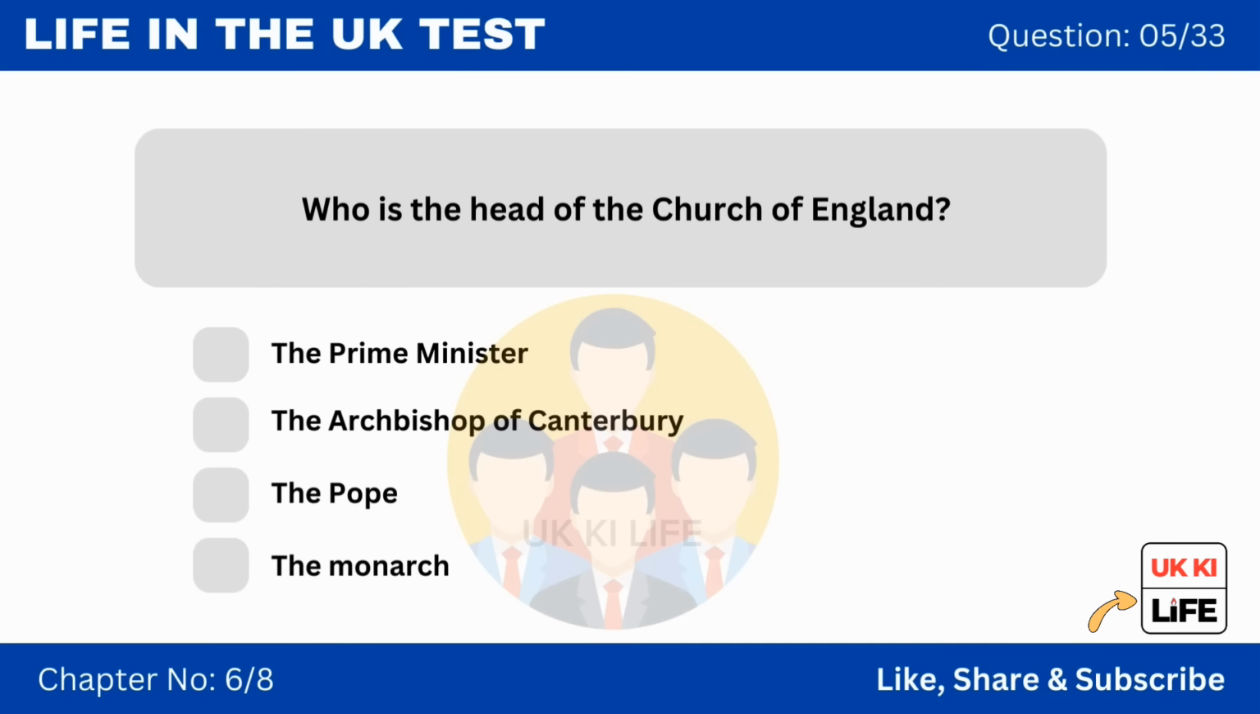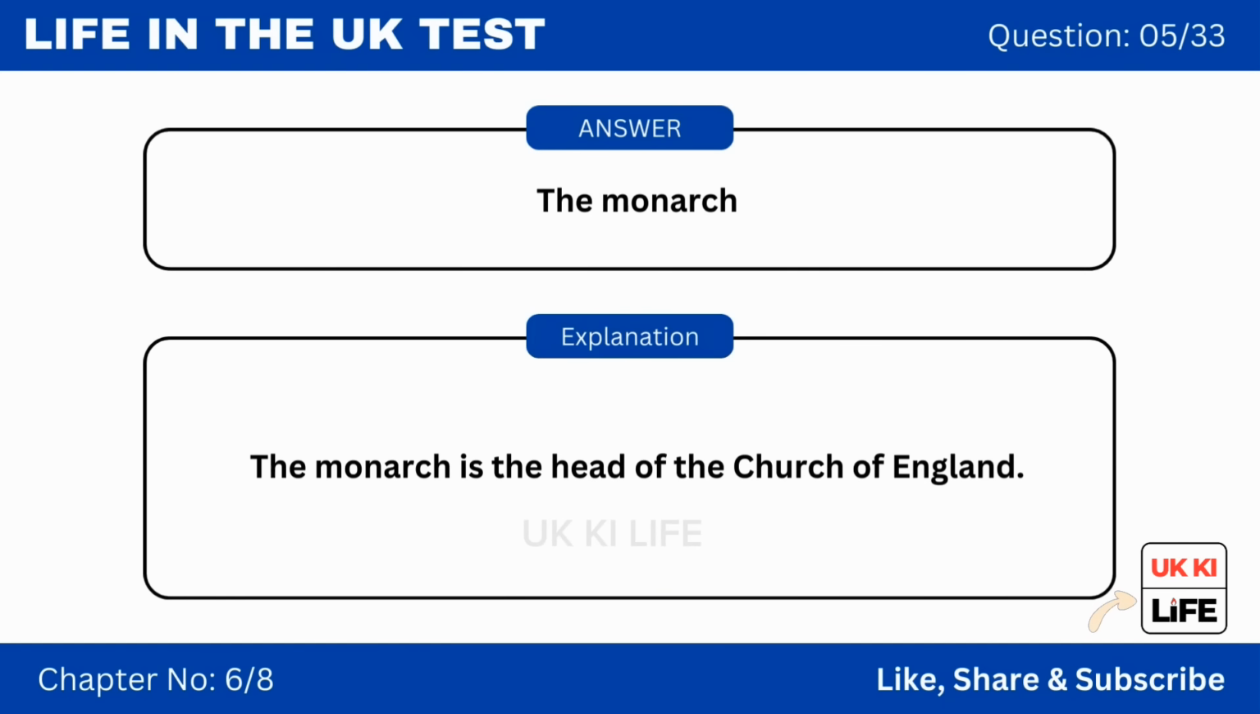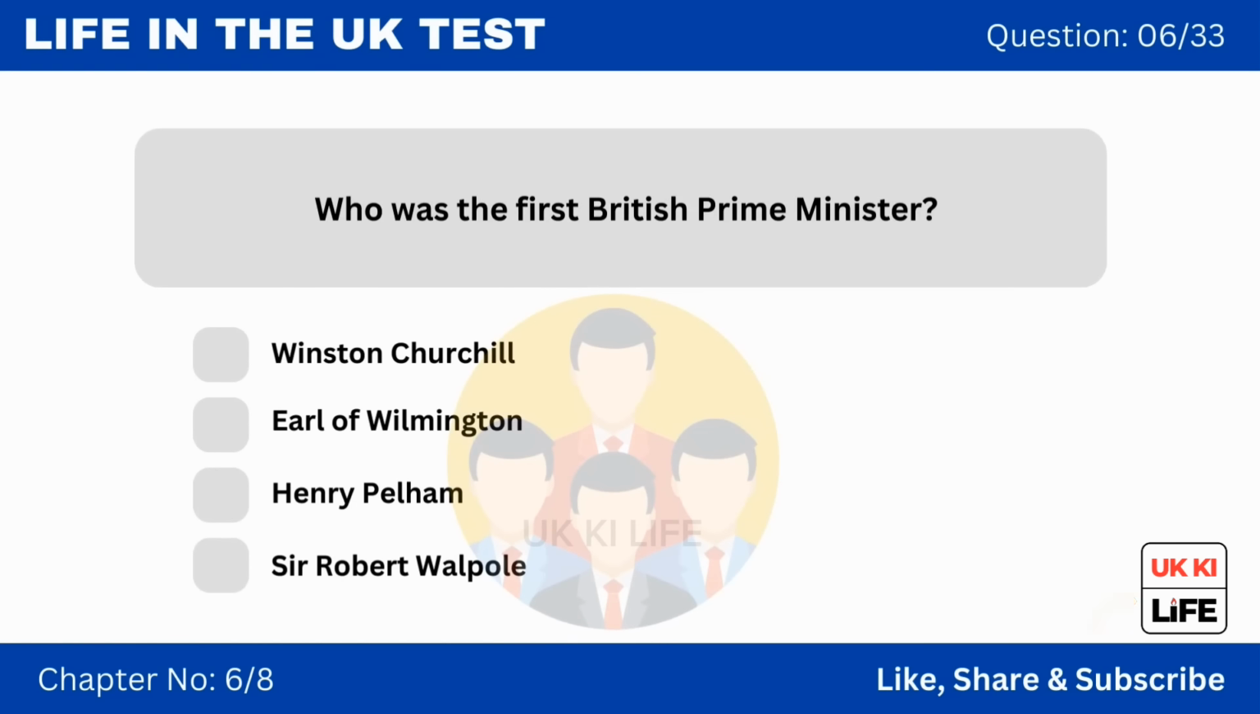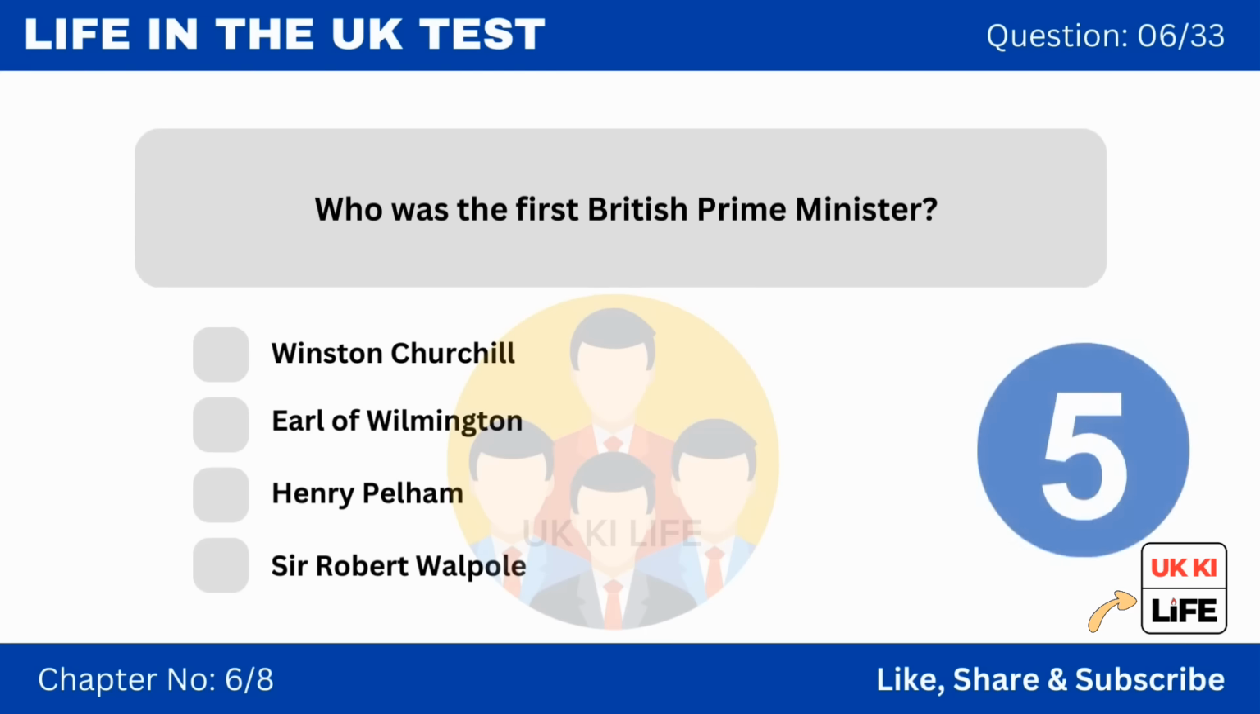The correct option is D. Explanation. The Monarch is the head of the Church of England. Question 6. Who was the first British Prime Minister? Winston Churchill, Earl of Wilmington, Henry Pelham, Sir Robert Walpole.